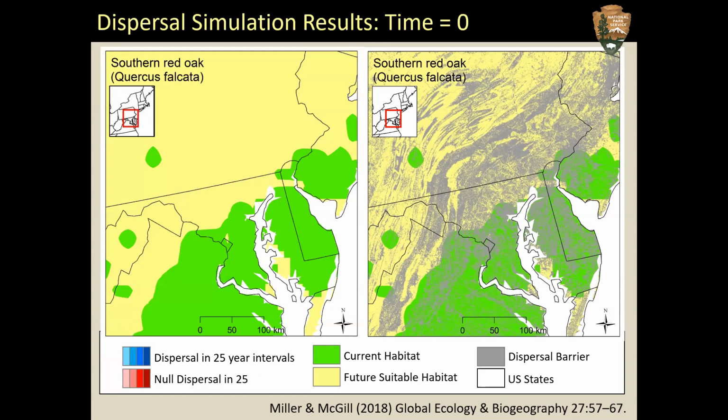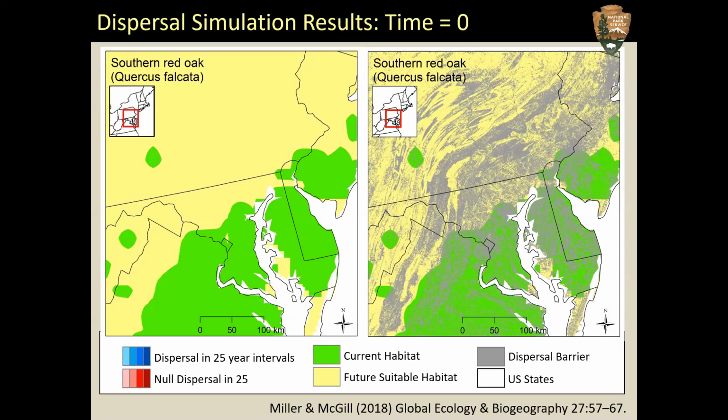That's in yellow. And then the map on the left is a null dispersal. There are no dispersal barriers whatsoever, so cells are free to disperse into the yellow suitable habitat. On the right side, the gray is non-forest land use, which is based on the National Land Cover Database. Cells are free to disperse past, but not into, non-forest land use.